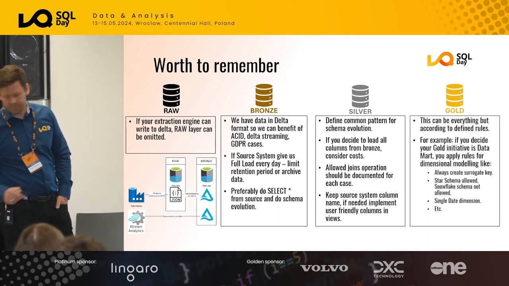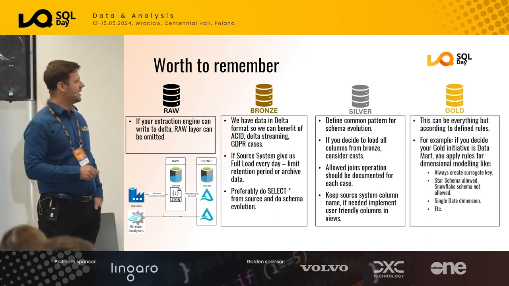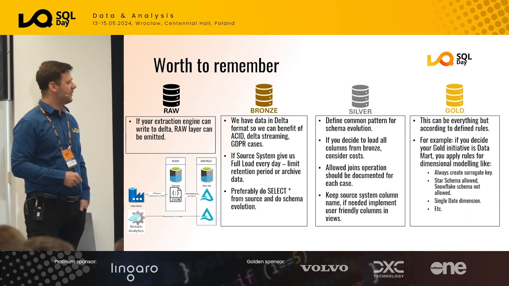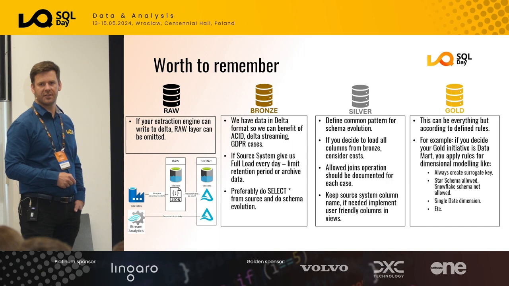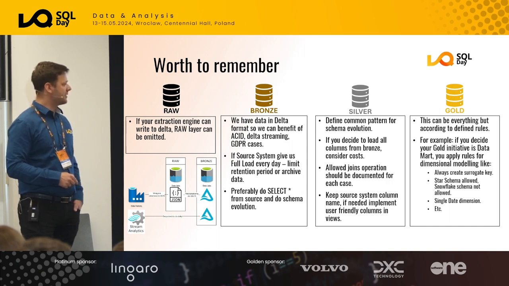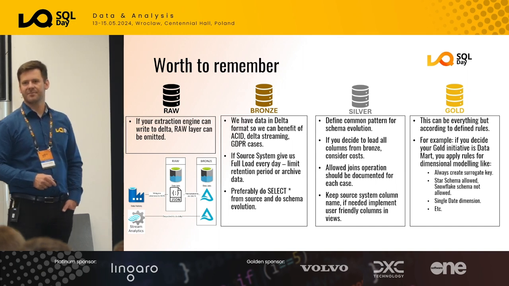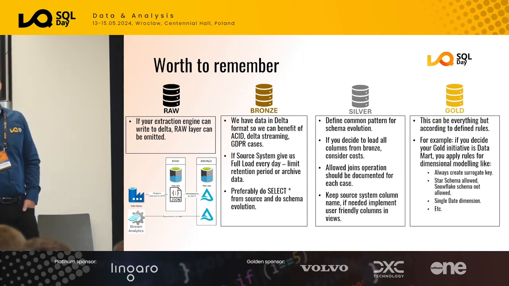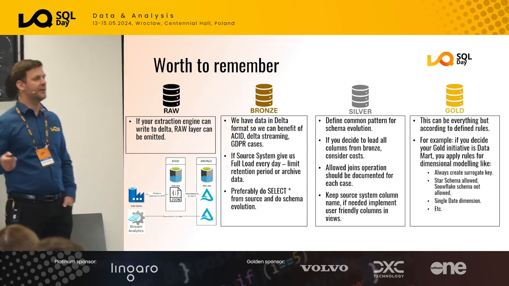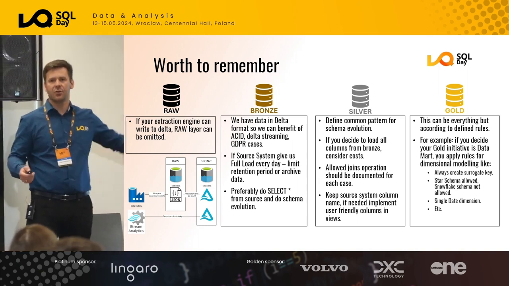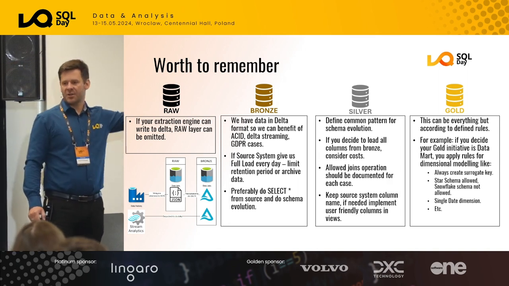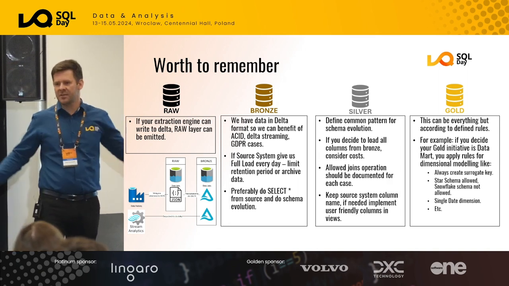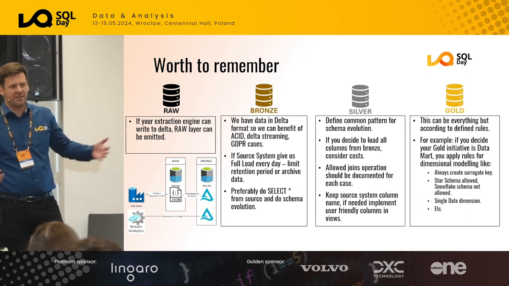In a gold layer, as I mentioned, this can be everything. If you have data mart initiatives, you say, okay, always create a surrogate key. Always do the star schema. Never do the snowflake schema. Do a single date dimension. That can be your rule, if you have those initiatives. If you have machine learning initiatives, your rule will be different. And don't copy that rule if you have machine learning initiatives, because nobody will be doing a data mart in your Lakehouse. That's a waste of your time.